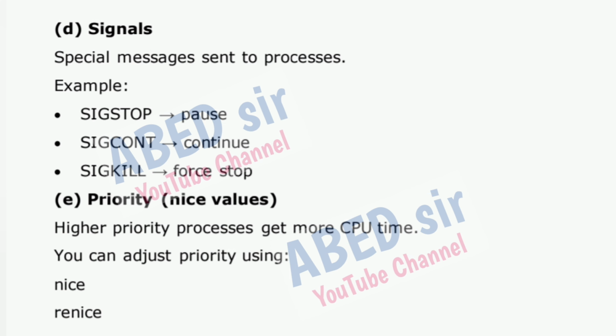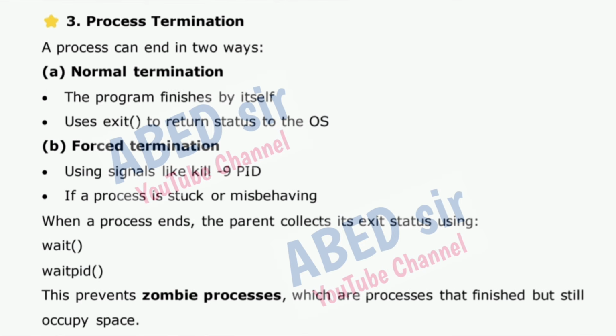E. Priority, nice values. Higher priority processes get more CPU time. You can adjust priority using nice and renice. 3. Process termination. A process can end in two ways. A. Normal termination. The program finishes by itself. Uses exit to return status to the OS.